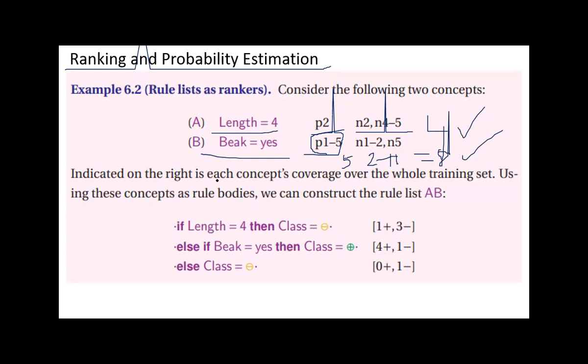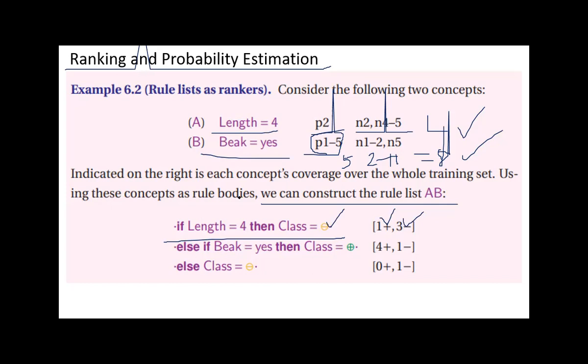Now, let us write a rule. We construct a rule list like this. If length is equal to 4, class is negative. Because out of 4, 1 is positive and 3 are negative. So more negatives are there, so let us write this as negative.